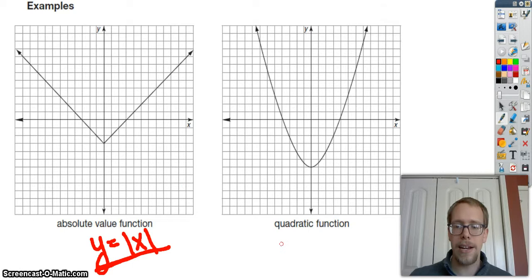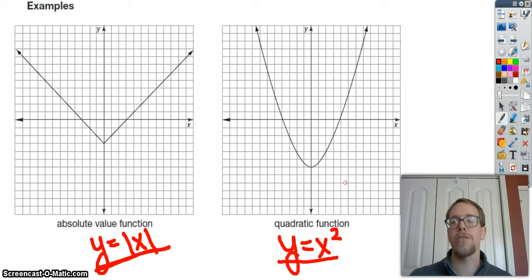Here we have a quadratic function whose parent function or parent graph would be y equals x squared. Now this is not a graph of y equals x squared, but the parent graph is y equals x squared. Notice it has a decreasing rate of change, and then increasing. Decreasing, and then increasing. So a negative slope, positive slope.